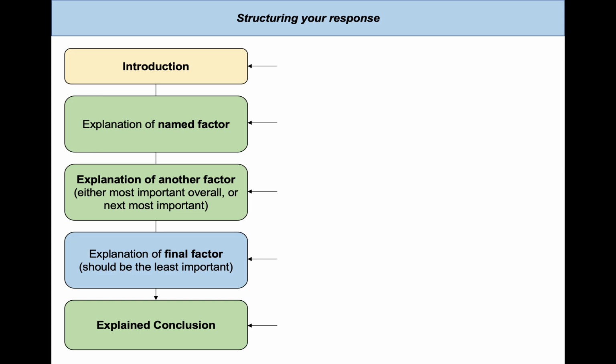Everything that's in green here, or the introduction, is absolutely required in your response. You need to at least have a debate between two different factors. If you've got time, by all means have a go at writing a third, but it is possible to get into the top level here, so that's 13 to 16 marks, without writing a third explained factor.